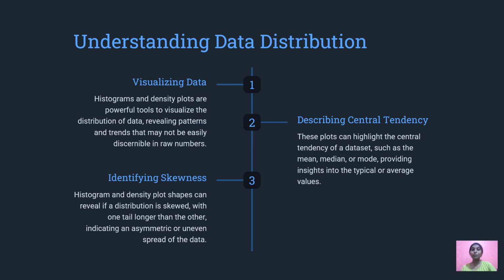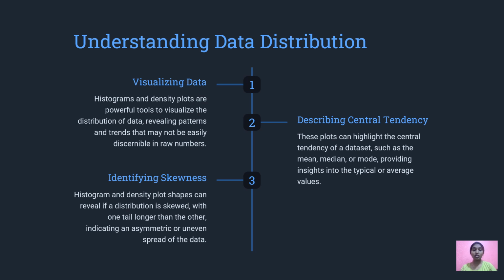Next one is describing central tendency. These plots can highlight the central tendency of a data set, such as the mean, median, or mode, providing insights into typical or average values. Histogram and density plots also describe measures like mean, median, or mode.